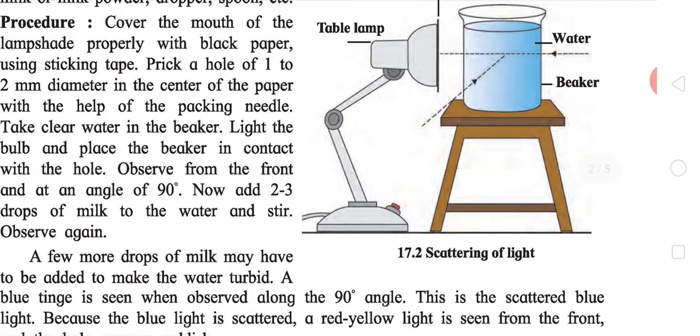Subheading: procedure. Cover the mouth of the lamp shade properly with black paper using sticking tape. Prick a hole of 1 to 2 millimeter diameter in the center of the paper with the help of the packing needle. Take clear water in the beaker. Light the bulb and place the beaker in contact with the hole. Observe from the front and at an angle of 90 degrees. Now add 2 to 3 drops of milk to the water and stir. Observe again.